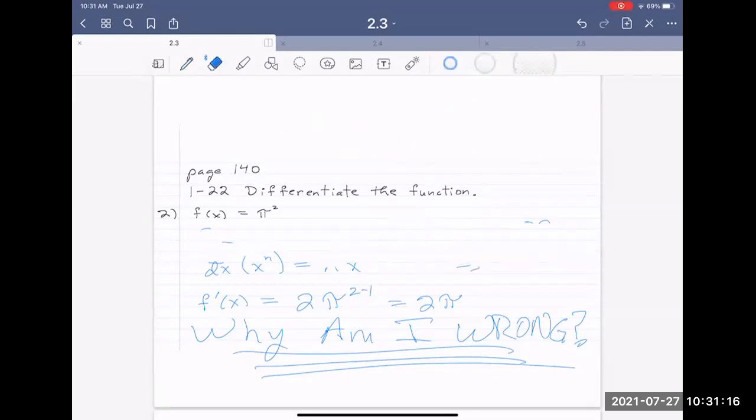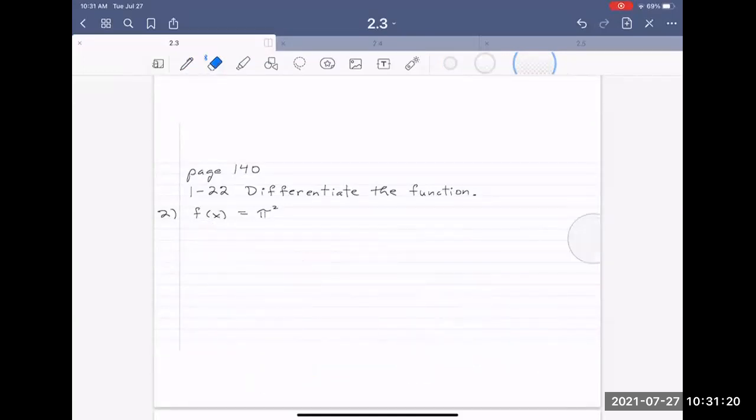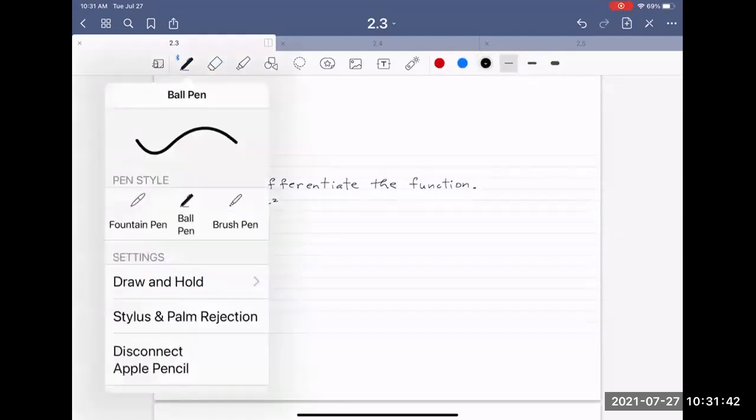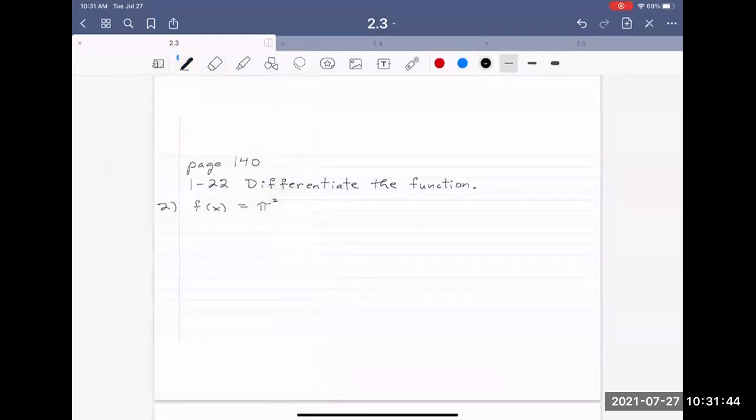everything I've written here is garbage. Let me go back and correct this. So, recall that the derivative, now I put it in black so that you know that it's correct. Okay, so, oh, come on.